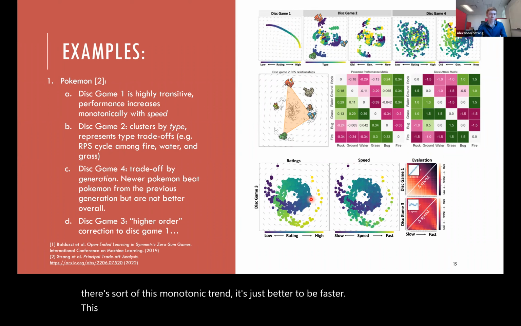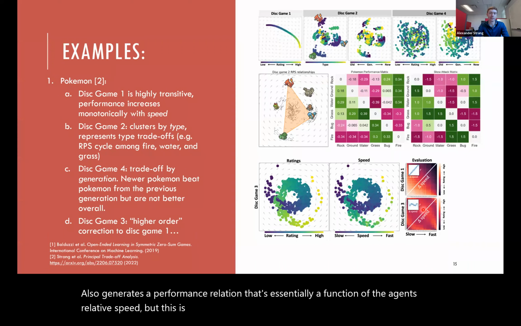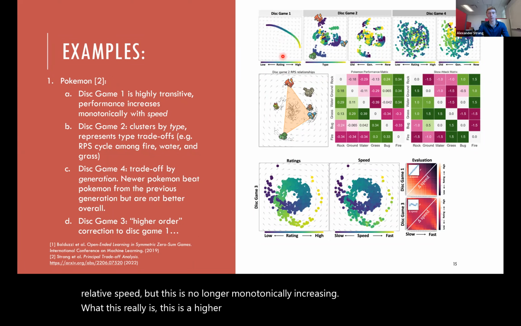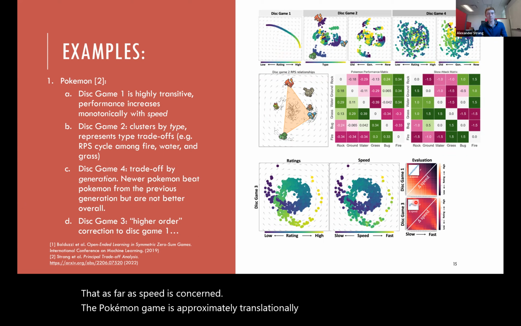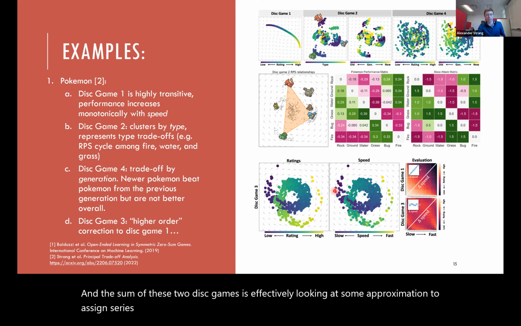This third disk game also generates a performance relation that's essentially a function of the agent's relative speed, but this is no longer monotonically increasing. What this really is, is a higher order correction to the first disk game. That as far as speed is concerned, the Pokemon game is approximately translationally symmetric. And the sum of these two disk games is effectively like looking at some approximation to a sine series expansion of the performance dependence on speed. And this is a higher order correction.